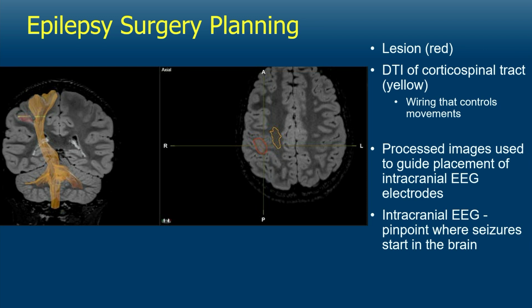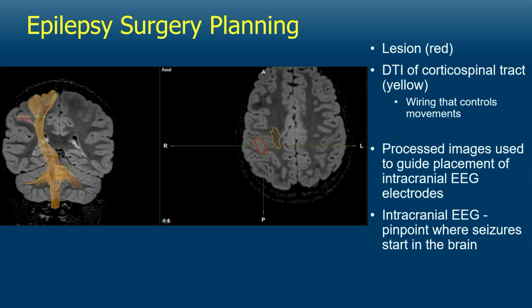So we trace out the lesion, which is outlined in orange or red, and we also do DTI tractography of the corticospinal tract, which is outlined in yellow. So what is the corticospinal tract? That is the wiring that controls movements. By showing the relationship of the two structures, i.e. the lesion, how close it is to the wiring that controls movements, this will help in terms of planning the surgery, the approach, how to minimize injury to the corticospinal tract.